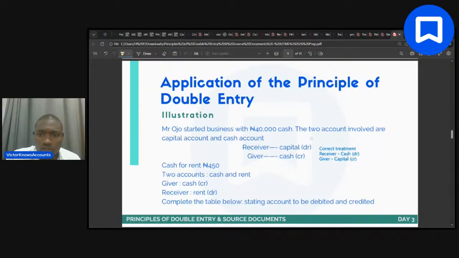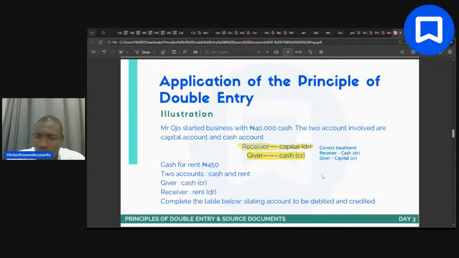All right. So please, there was a mistake there. So just ignore this. So the receiver is what? The receiver is cash, while the giver is capital. Right? Please, if you don't understand that, you can drop a message on the comment section, and then I'm going to explain better. But let me just explain.